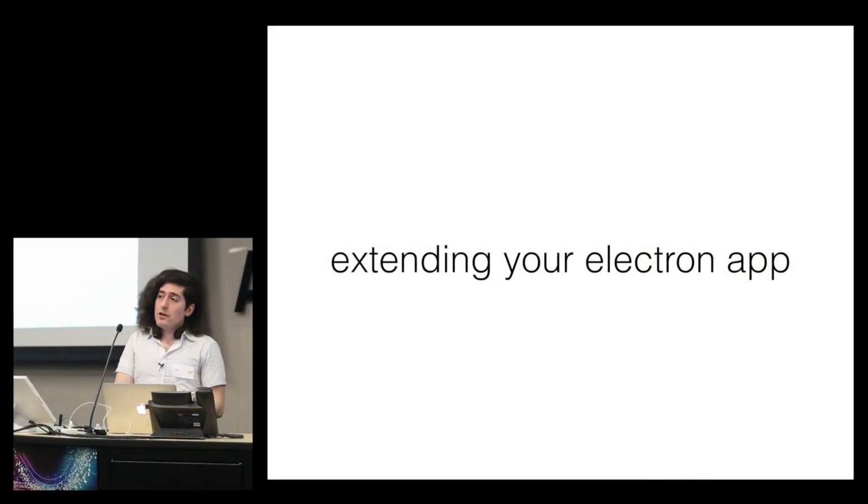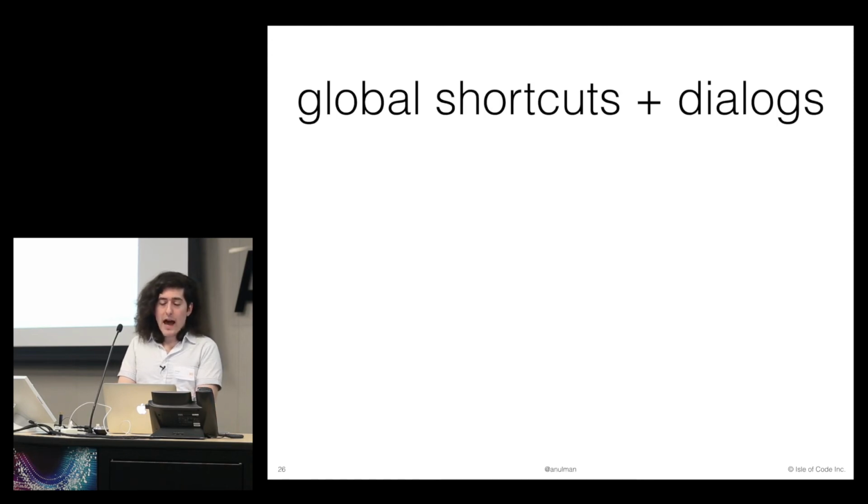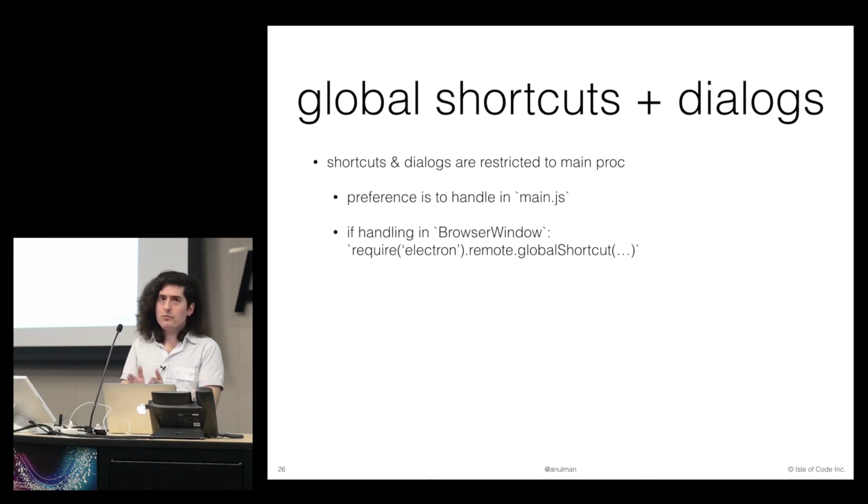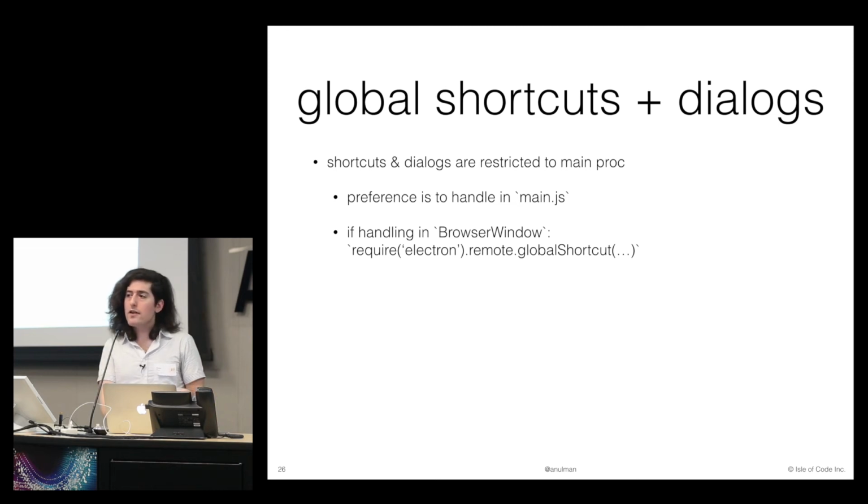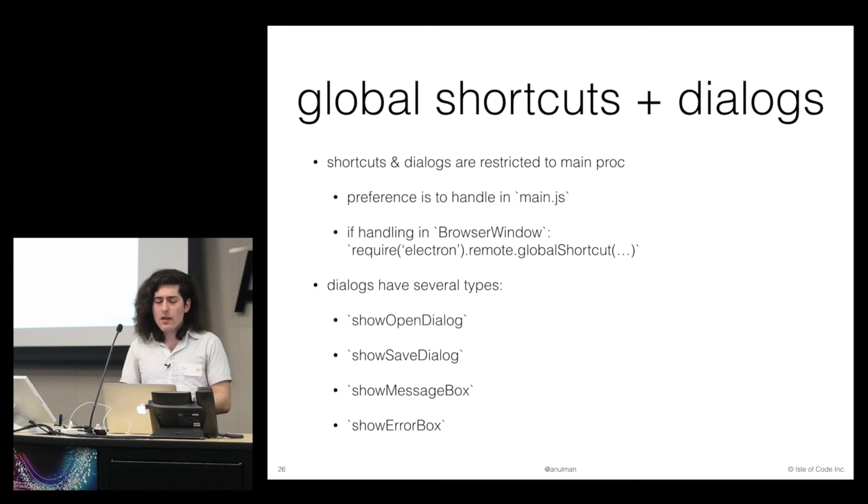So now that you have a built Electron app, you might want to extend it with a couple of additional features. So one that we added in the app that is apparently deciding to beach ball today is adding some shortcuts and dialogs. So the shortcuts and dialogs are, like I mentioned before, some of the APIs that are restricted to the main process. The preference for these is to handle them in your main.js. Though you might want to or need to handle them within your browser window, there are mechanisms to do that as well. There's also several types of dialogs, from show open dialog to save dialogs, message boxes, and error boxes.